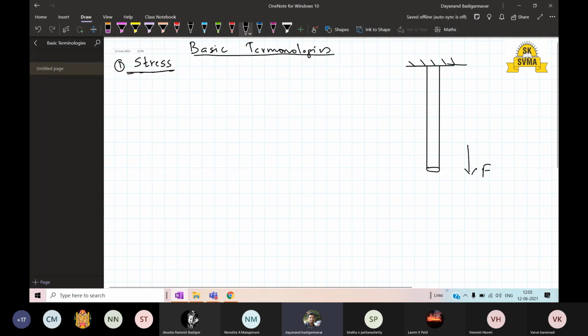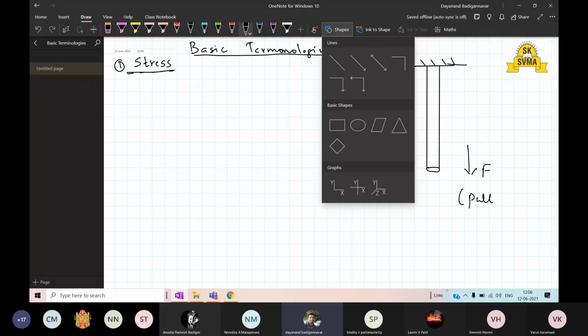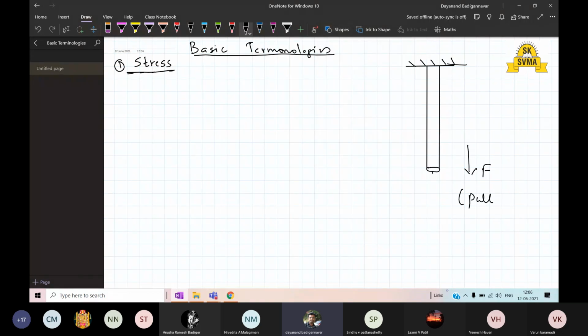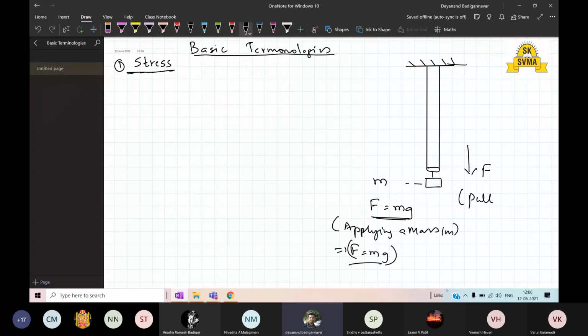How can I apply a force? There are many ways that you can apply the force. You can physically pull it, or you can also apply a mass. For example, I can apply the mass like this. Once I apply a mass M, this in turn generates a force F equal to M into G. So by applying a mass also, I can generate a force. This is the force that is applied in this direction.